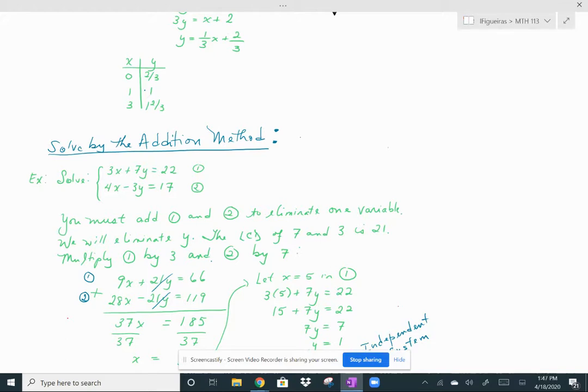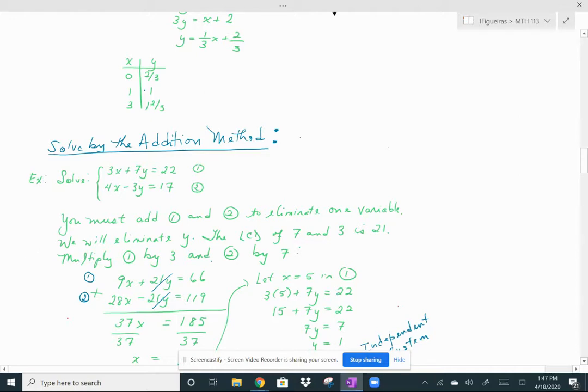So since I chose y, I have to consider what is the common denominator or the lowest common multiple for 7 and 3. Why 7 and 3? Because those are the coefficients of my y variables. So the LCD is 21. So that means I have to multiply equations 1 and 2 by whatever number is needed to get 21 as the coefficient of y. So that means I have to multiply equation 1 by 3, and equation 2 by 7.